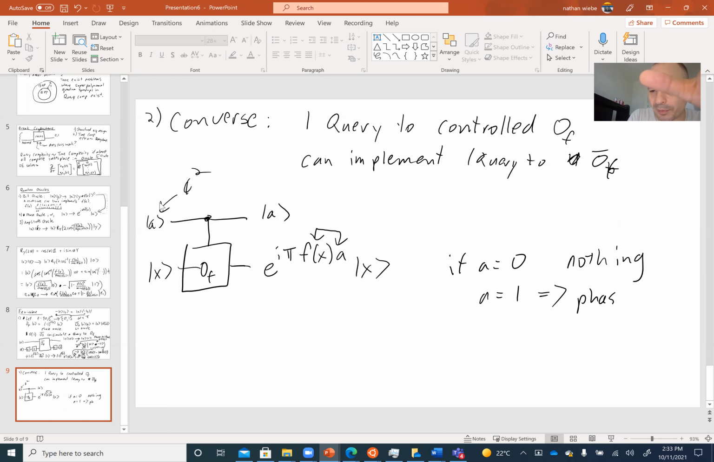And we will end up getting a phase of -1 to the f of x, which is equal to, of course, e to the i pi f of x, because e to the i pi is equal to -1. So that is how we can end up building a controlled query to it.